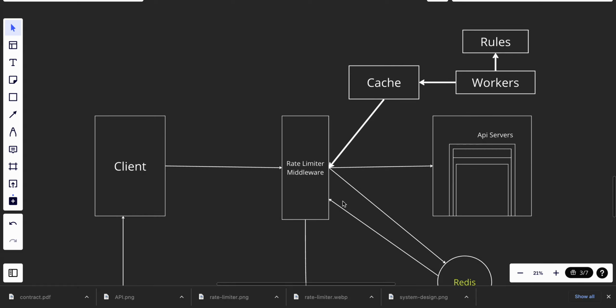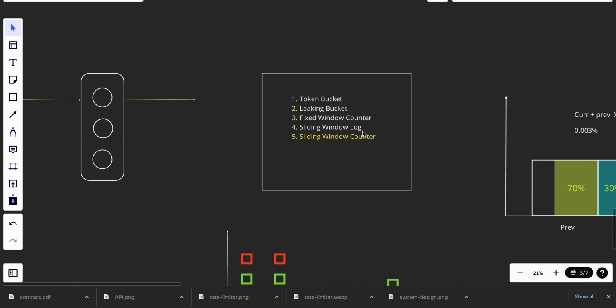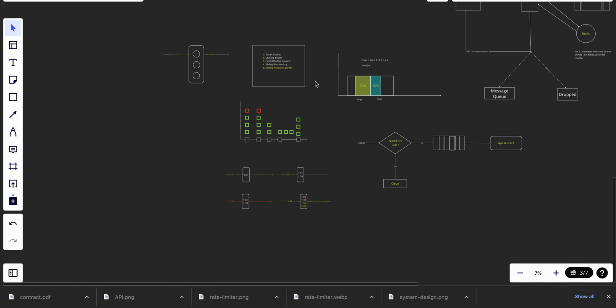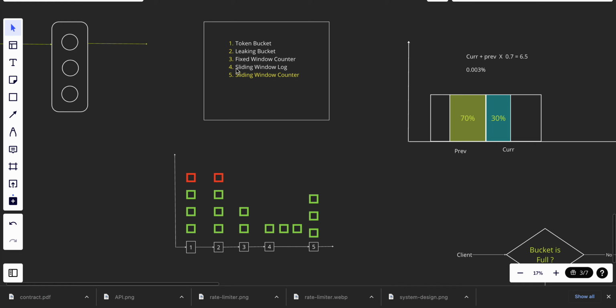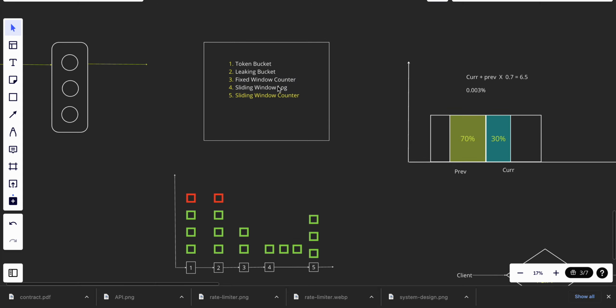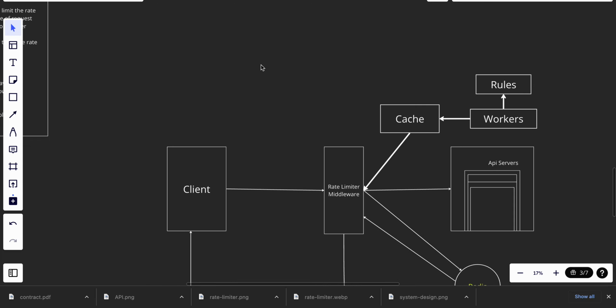We also talked about which algorithm to use. We have the token bucket, leaking bucket, fixed window counter, sliding window log, and sliding window counter. We talked about the pros and cons of each one of them.